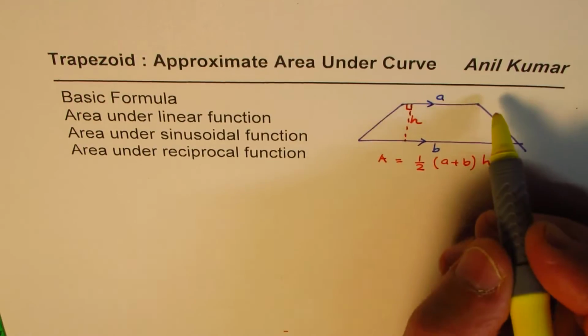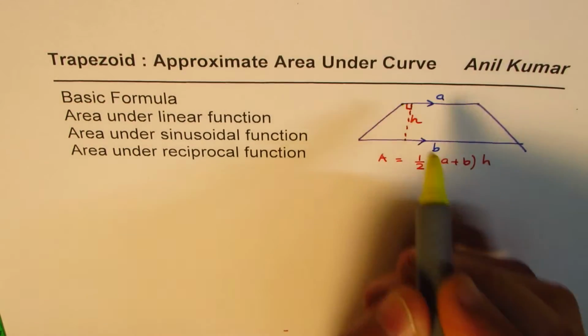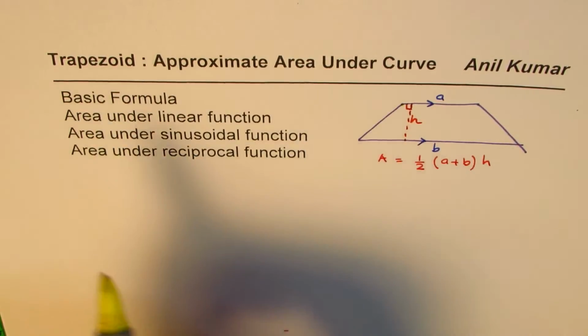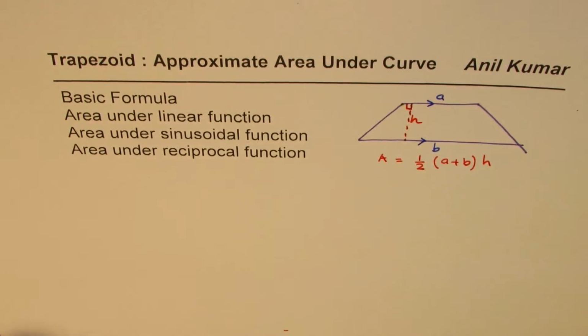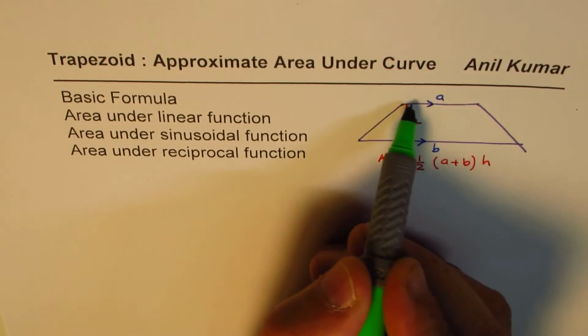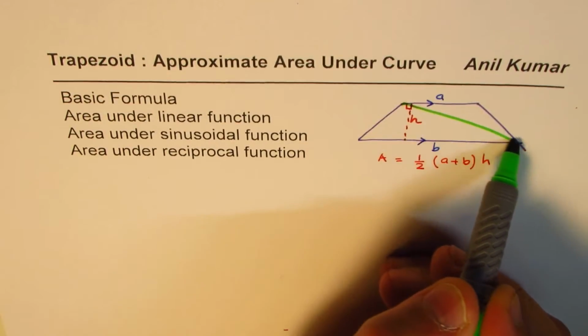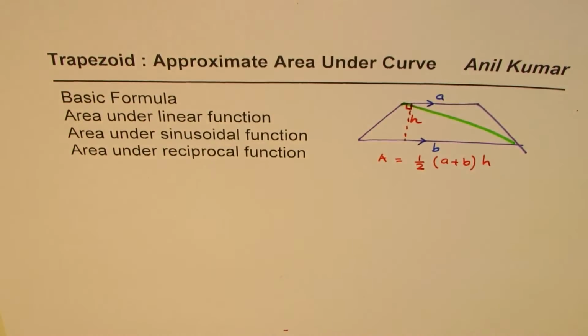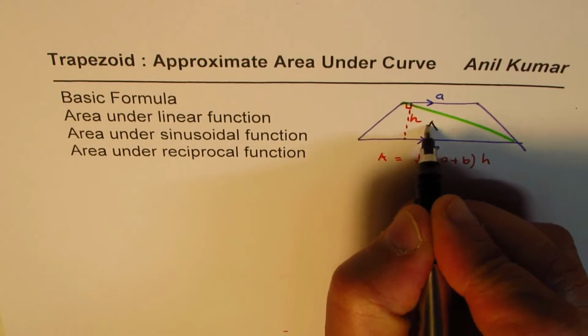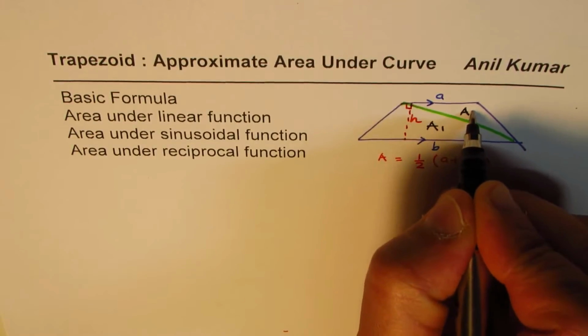Consider, let me extend this a bit, right? So consider this trapezoid to be a combination of two triangles. Let me just cut it across, right? So if I divide it like this, we get two triangles, and let me call these triangles A1 and A2, let's say. Okay, so let's say this area is A1, this area is A2.